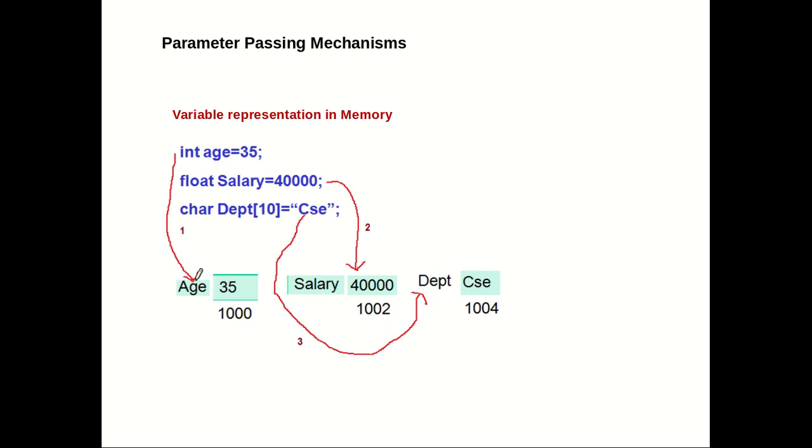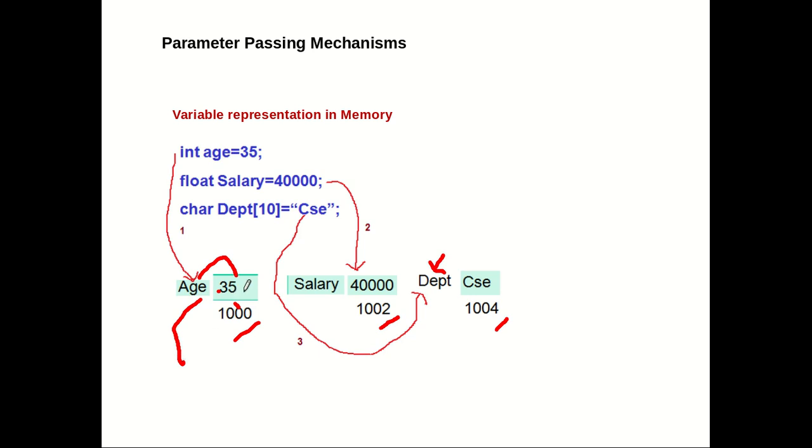Every variable will have a memory location, and every memory location will have an address. So 1000 is the address of the memory location of age. 1002 is the address of the variable salary, and similarly 1004 is the address of the variable DEPT. Suppose I want to access the content of this age variable.